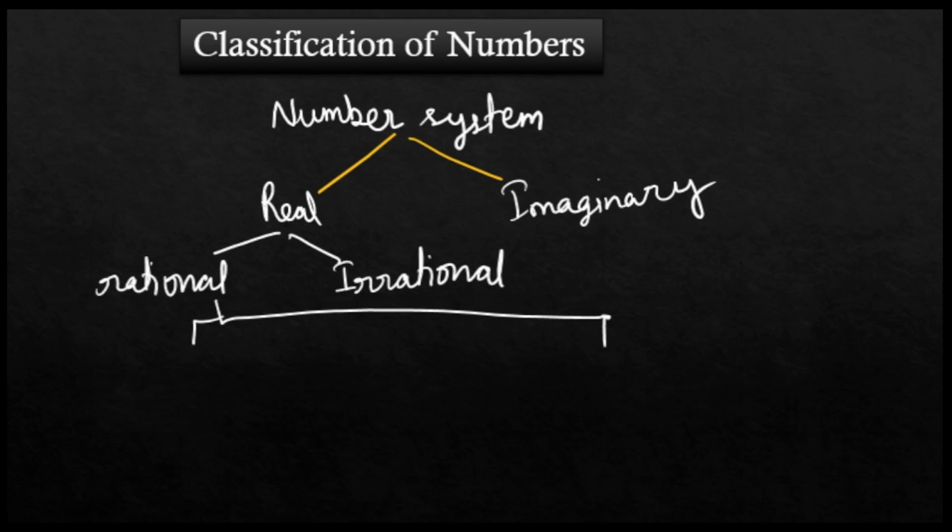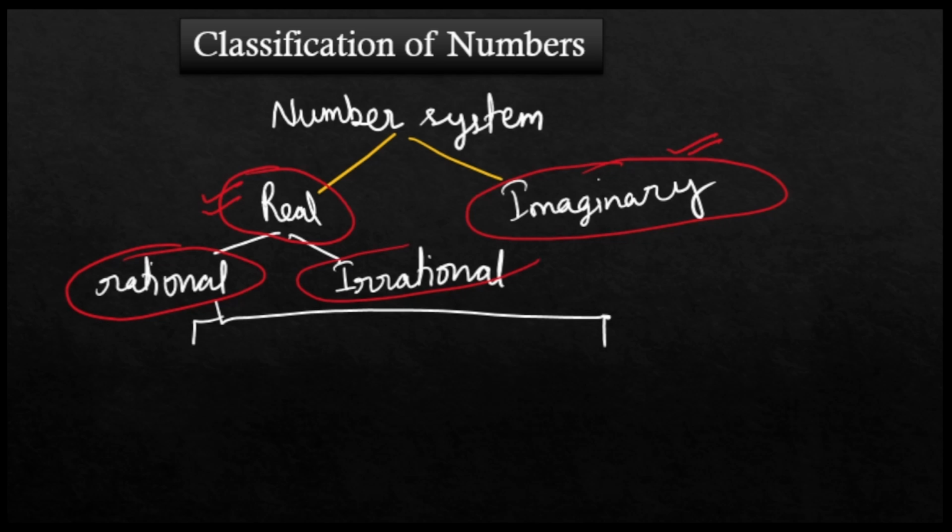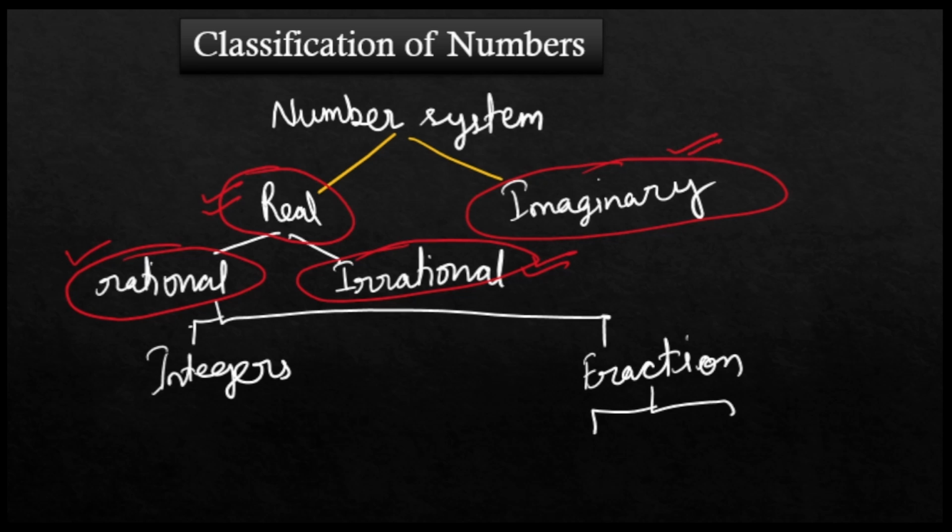Now let's take a brief look at the classification of numbers. The number system gets divided into two parts. One is real number and second is imaginary. Real further gets divided into two parts, rational and irrational. We are going to learn about these two topics, rational and irrational. So rational numbers are further divided into two parts, integers and fractions. We have seen these two, integers and fractions, in our earlier classes.